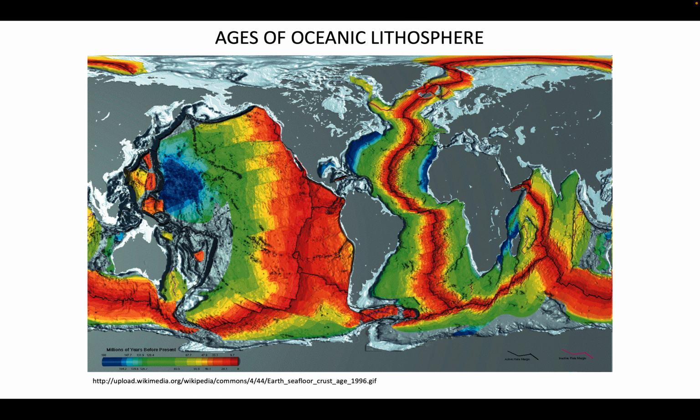If we take a look at the age of the oceanic lithosphere, we see in the image here that blue colors represent older material, up to 180 million years before present, while red colors represent newer material. We see that new material is created at spreading centers, where 2 plates are moving away from each other and magma is welling up from the mantle. Plates are also recycled into the mantle at subduction zones.